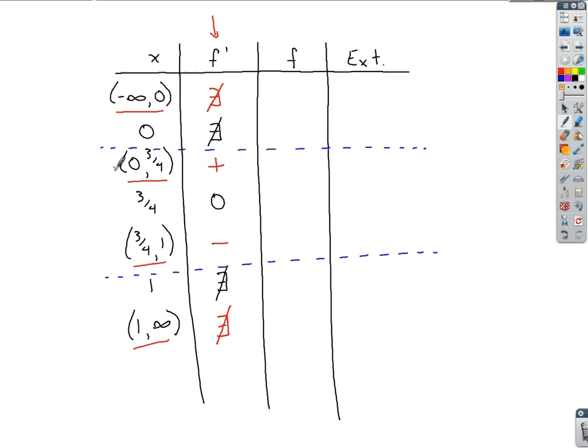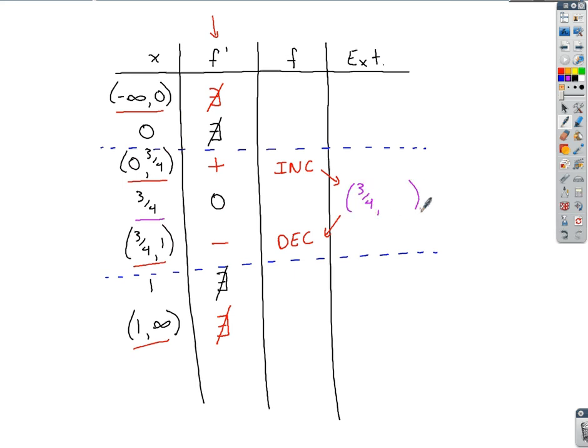Okay, now as far as the original function is concerned, we're trying to figure out where this function increases or decreases. It increases wherever the derivative is positive, so it increases from 0 to 3/4. It decreases wherever the first derivative is negative, so it decreases from 3/4 to 1. As far as any potential extreme points are concerned, we do have a change in direction here from increasing to decreasing. So when x is 3/4, we will have a point that's significant to find.